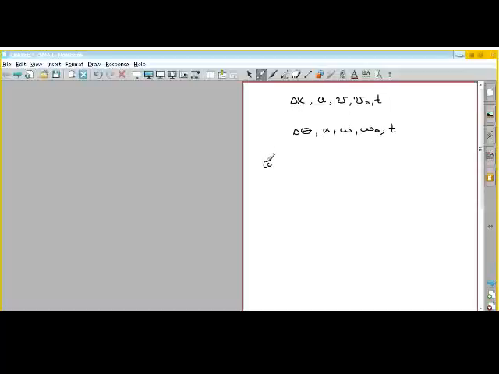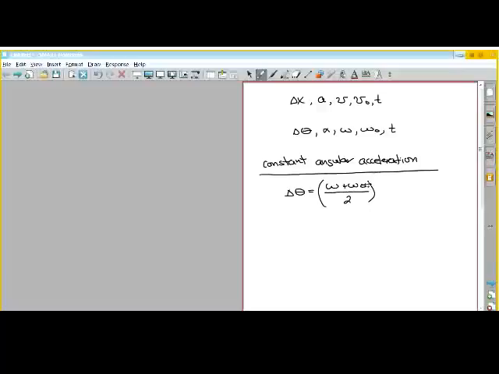But for constant angular acceleration problems, we have the 4 equations that apply. So of course you'll want to write these down. So the 4 equations are delta theta is equal to omega plus omega 0, where omega 0 is the initial angular velocity, and omega is the final angular velocity, times t.